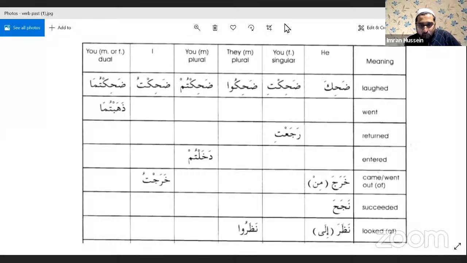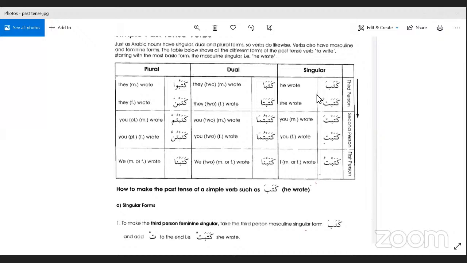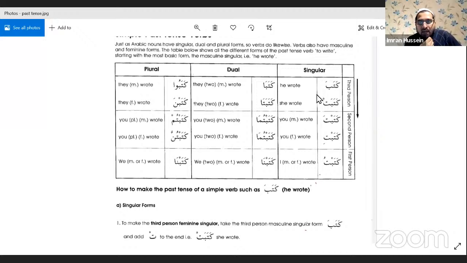Okay, the next verb we have there is dakhala. Dakhala means he entered. So that's the verb, dakhala. And I'm going to do it the way I did with Sister Parveen Razai. So it makes it easier for everyone, I think. Raja means he returned, and dakhala means he entered.